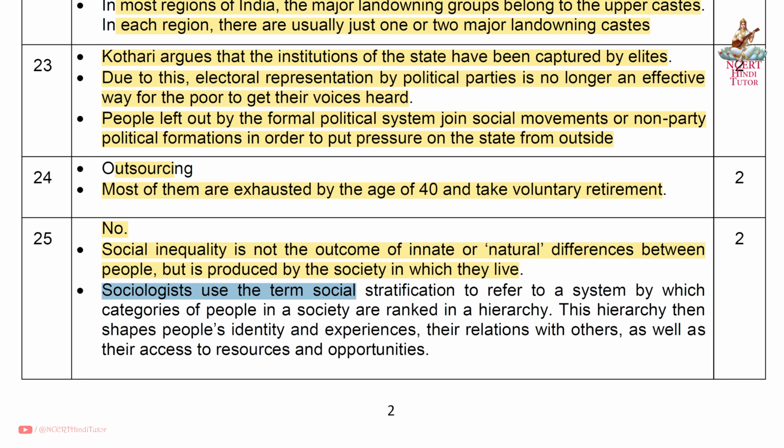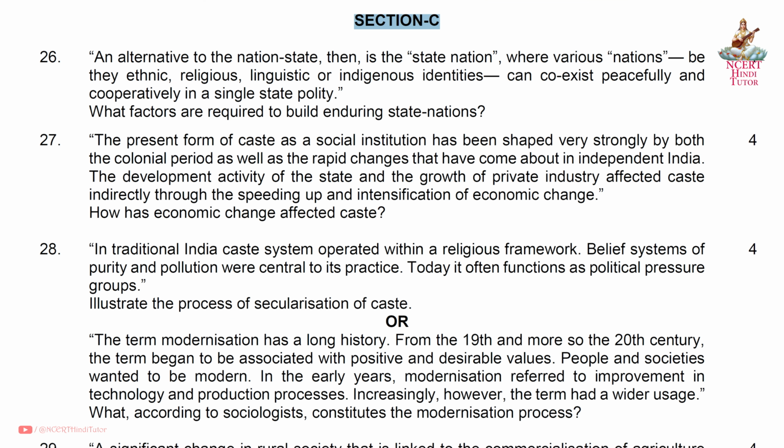Sociologists use the term social stratification to refer to a system by which categories of people in a society are ranked in a hierarchy. This hierarchy then shapes people's identity and experiences, their relations with others, as well as their access to resources and opportunities.